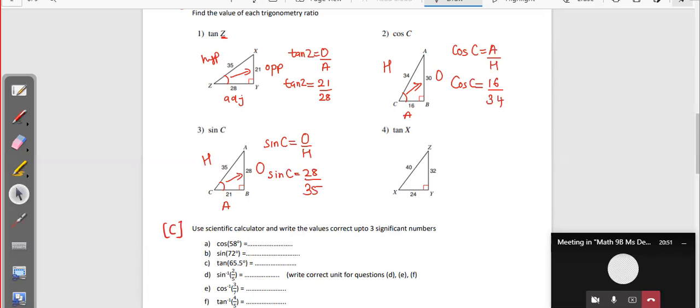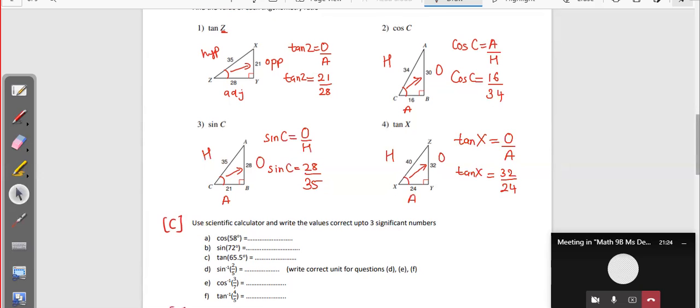Similarly tan x. When they say x, they are talking about the angle x. So we have to write the opposite side of this first. This is the opposite length, so this becomes the opposite side, this becomes the adjacent side, this becomes the hypotenuse. Let us write the formula for tan x. The formula is opposite divided by adjacent. So tan x, write the value: opposite is 32, adjacent is 24. So we have found the answer for section B.